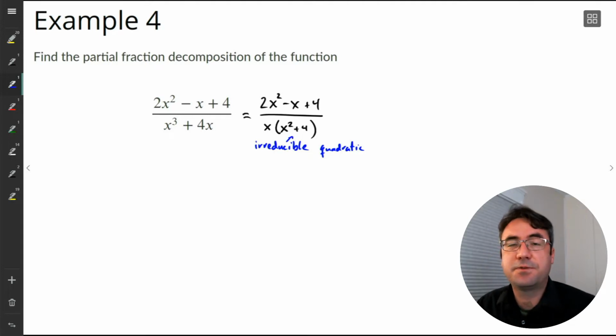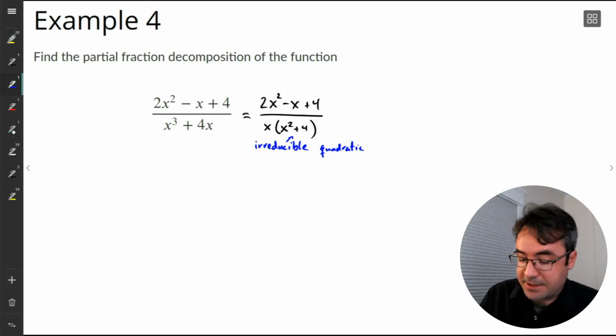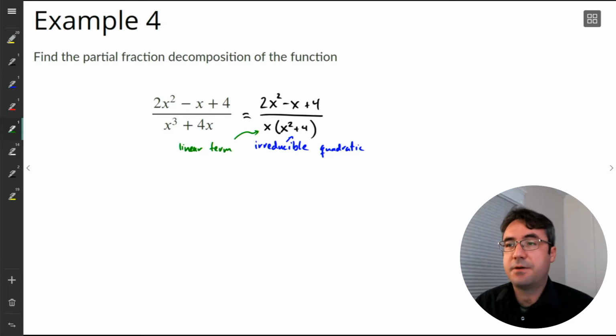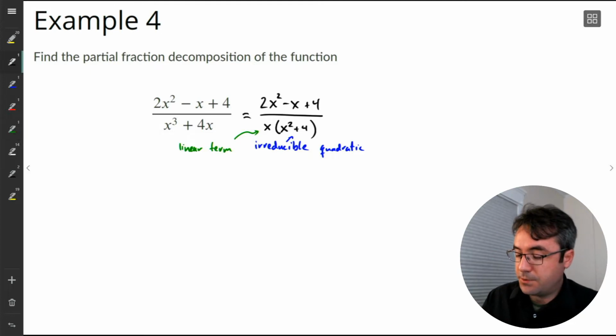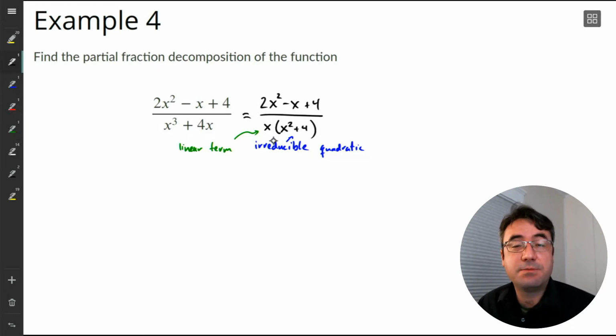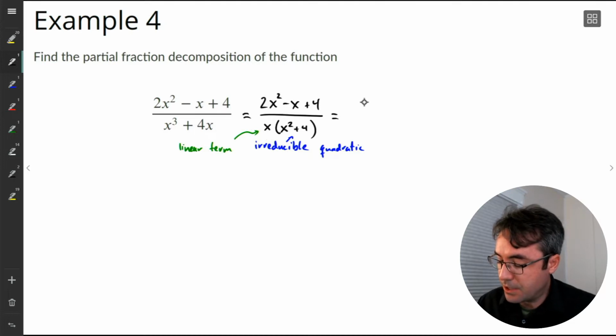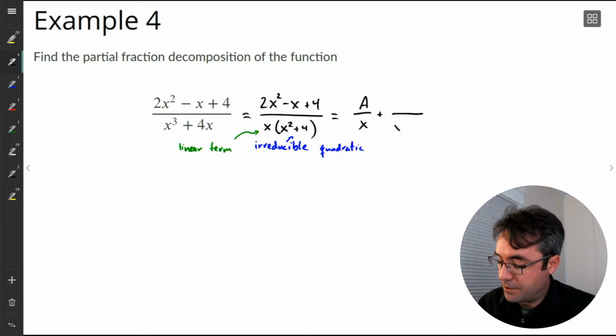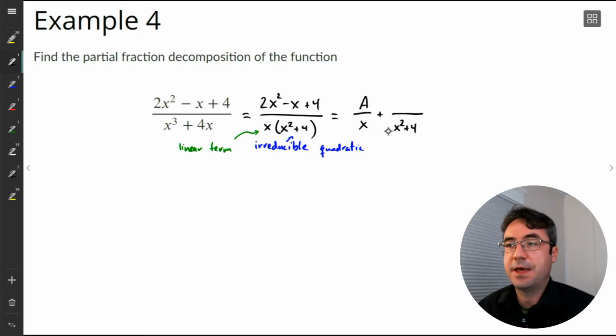All right, so that x squared plus 4 is an irreducible quadratic. The x is just a linear term. So we have one linear factor and one irreducible quadratic factor. Once we have our denominator factored as much as we can, we write our general form of the decomposition. It'll be A over our linear term, so A over x. And then our irreducible quadratic term goes in its own fraction, with x squared plus 4 in the denominator.